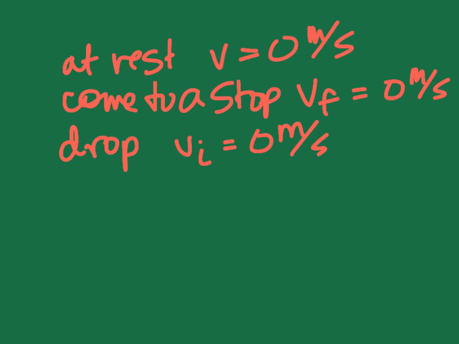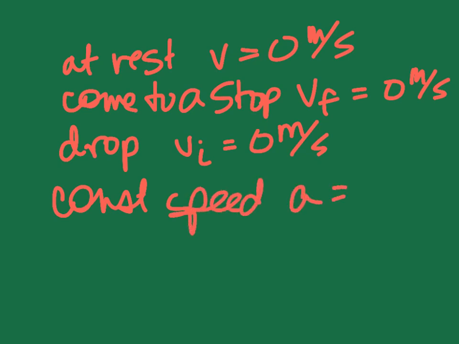How about this? And we saw this in the first one, when you're going at a constant speed, your acceleration is 0 meters per second squared. And that's going to come into play when we do forces too. So that's an important idea. Constant speed, your acceleration is 0. Constant speed, no acceleration. Okay.